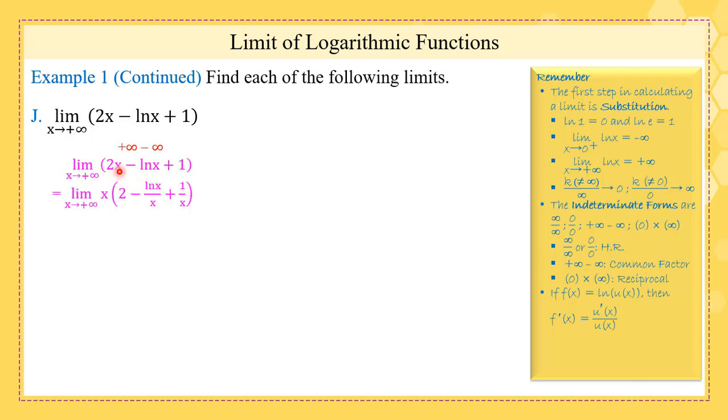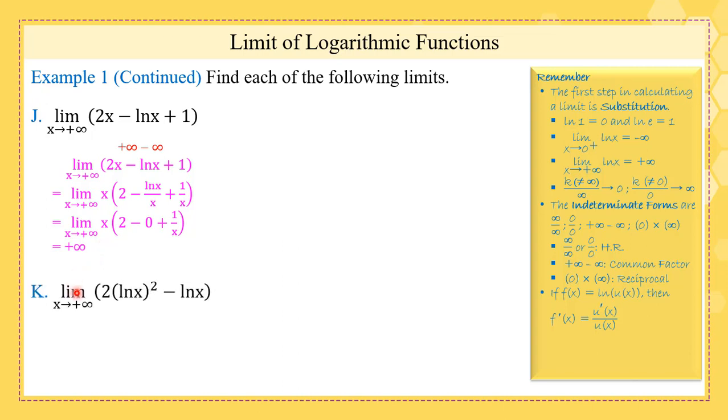If we take x in common, from here we get 2, from here we get ln x over x, and from here we get 1 over x. And after taking x in common, the limit of ln x over x as x tends to plus infinity becomes 0. This was memorized from before. 2 is 2, and this is 1 over x. And then if we apply plus infinity here, 1 over infinity is 0. And this becomes plus infinity.